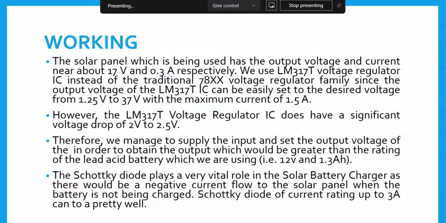Now the working. The solar panel converts sunlight into electricity, that is DC power, and it has output voltage of 17 volt and current of 0.3 ampere. The output of solar panel is connected to the LM317 voltage regulator, and the range of this LM317 voltage regulator is from 1.25 volt to 37 volts. We have also connected the Schottky diode, which plays a very important role in the solar battery charger, as it prevents the negative current flow to the solar panel.